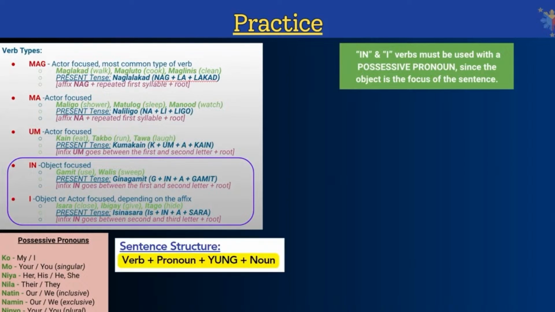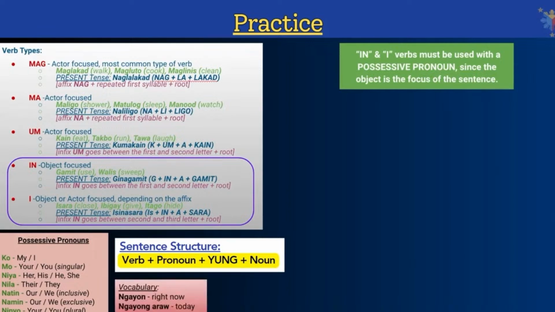So now this is the sentence structure we will be using when we use an in or e verb. Verb plus pronoun, like we were just doing. Then it's the word yung, and then it's the noun. A very similar word is ang, A-N-G. That also means the. However, yung is specific. It's like that thing. So for our purposes, let's just use yung because it's a little bit more specific to the examples we will be going over.